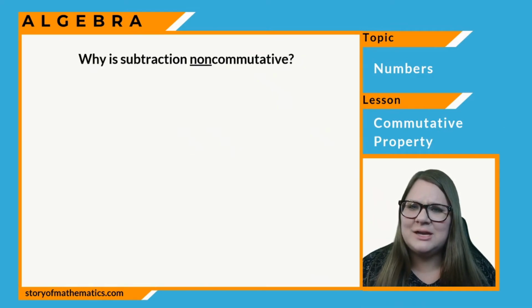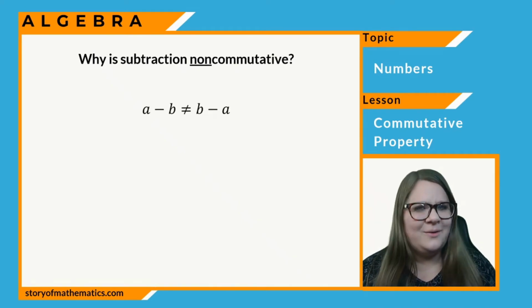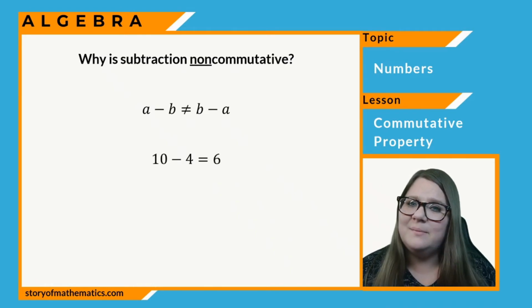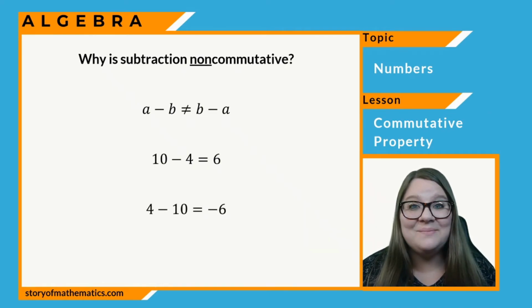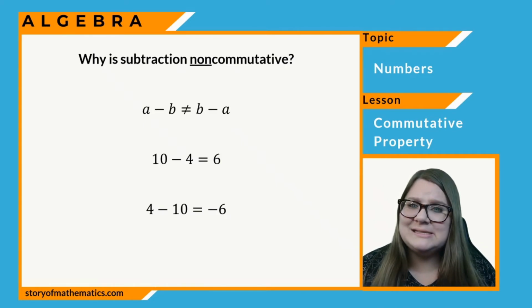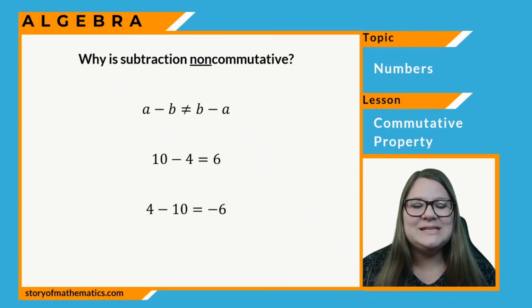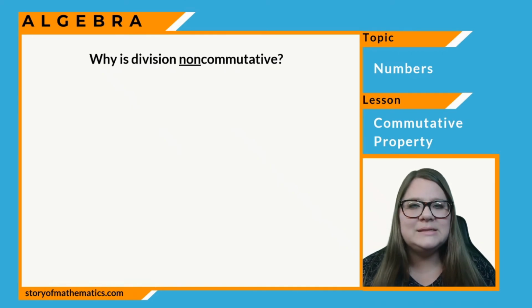Now, why is subtraction non-commutative? Well, A minus B is not going to equal B minus A. Let's see an example of that. If I did 10 minus 4, I would get 6. But then what happens if I did 4 minus 10? I swapped it. Well, that's going to give me negative 6. Well, 6 and negative 6 kind of look similar, but are actually not the same because one's positive and one's negative. So we can see that swapping the order did change the answer. So subtraction is non-commutative. Let's take a look at division as well.